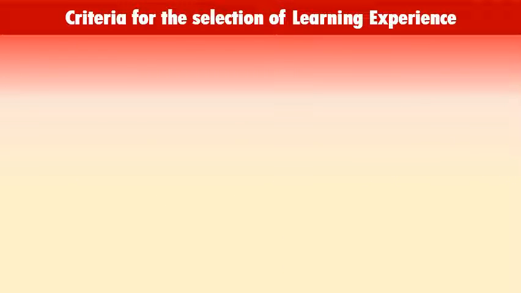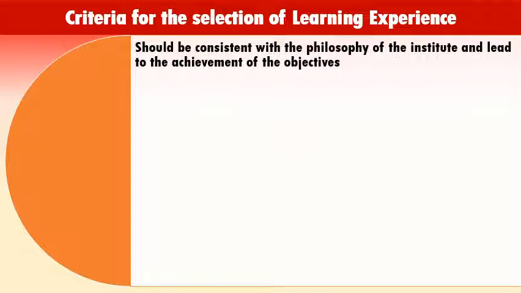So next, let us see the criteria for the selection of learning experience. Okay, we have some criteria. One is it should be consistent with the philosophy of the institute and lead to the achievement of the objectives. So philosophy, aims and objectives are important in order to have a well-designed curriculum. So it plays a vital role in selection of learning experience as well.